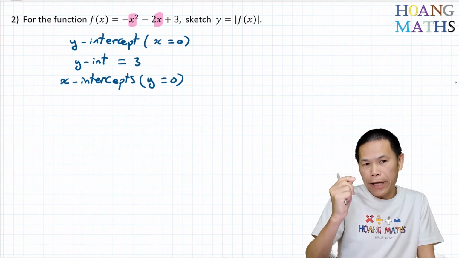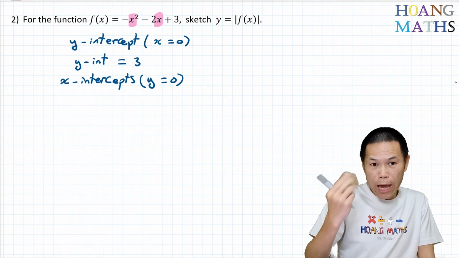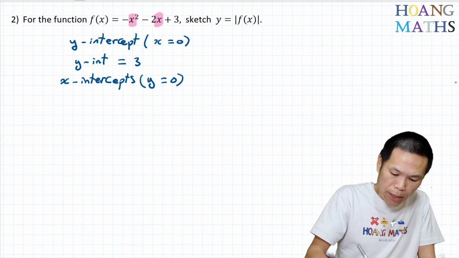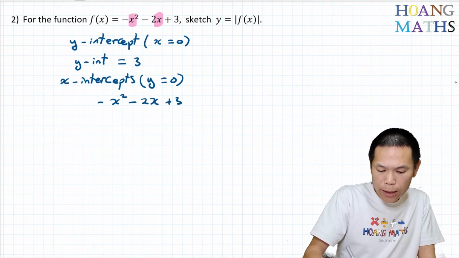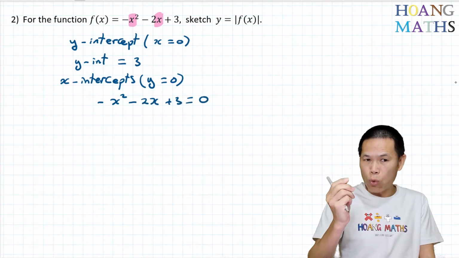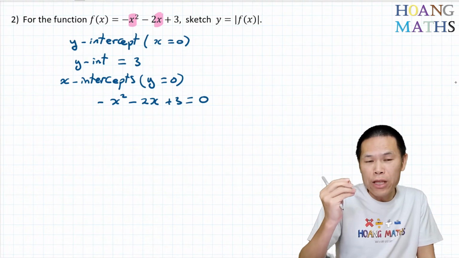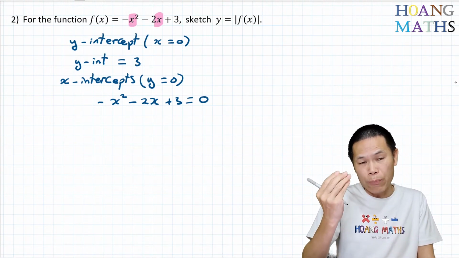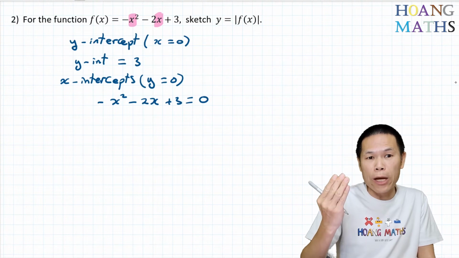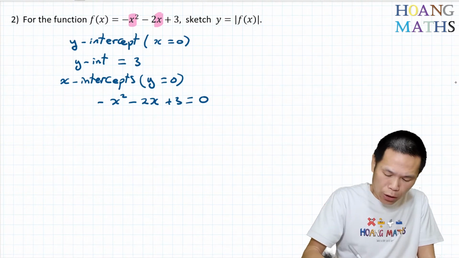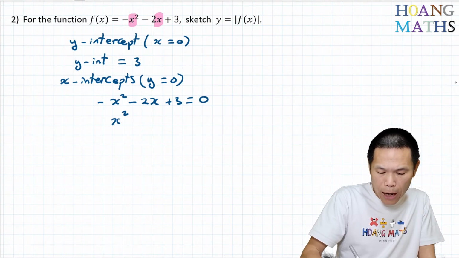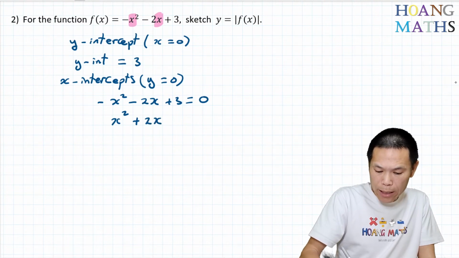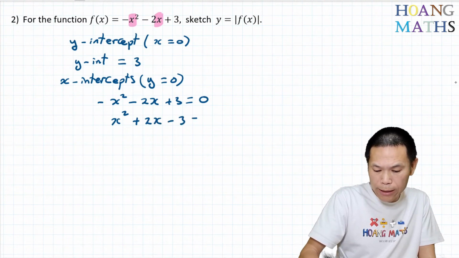In this case, y is f of x. So when f of x equals 0, this means that negative x squared minus 2x plus 3 is 0. Now to solve these quadratic equations, I times everything by negative 1 first, because I want to get rid of the negative in front of x squared. So the negative x squared becomes positive, and negative 2x becomes positive 2x, and it becomes minus 3 is equal to 0.